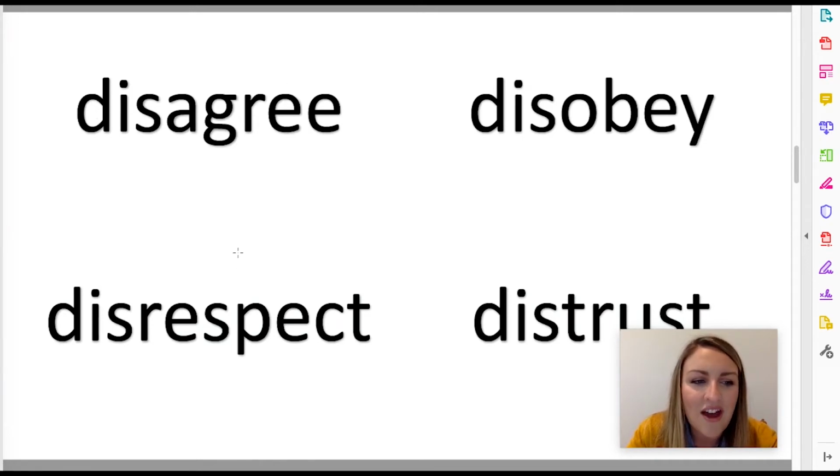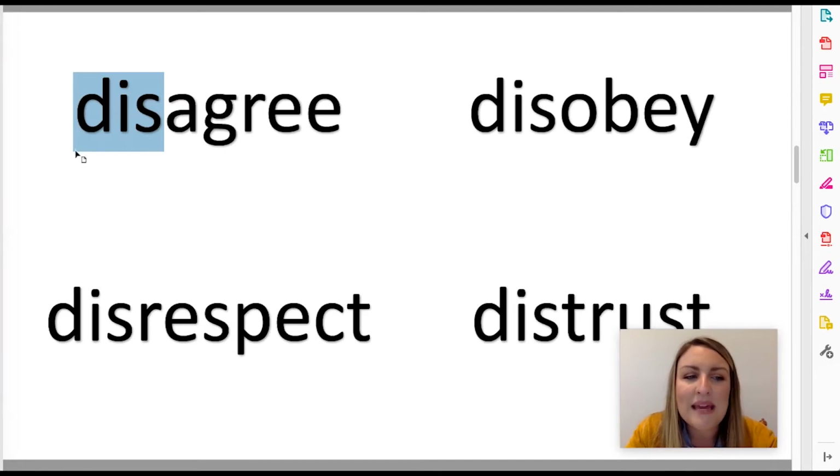Disagree. Great job. Do you see a prefix on this word? What's the prefix? Yes, the prefix of this word is dis. So I'm going to put a blue box around it to help me remember that this is the prefix. So this must be the root word or the base word, agree. Okay, so what does dis mean? Dis means not or the opposite of. Agree means to have the same opinion. So disagree means to not have the same opinion.